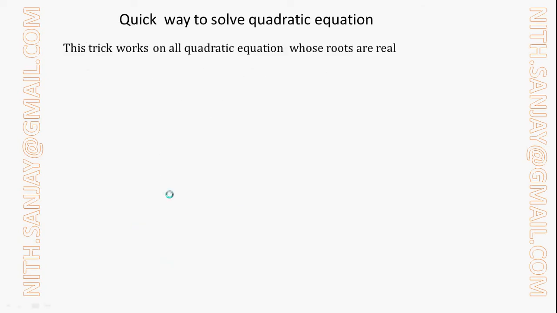So this trick works on almost all the quadratic equations. The only condition is that the roots of the quadratic equation have to be real, that is, b square minus 4ac has to be greater than or equal to 0. If your equation is satisfying this condition, then this trick will work on almost all the quadratic equations. Actually, this trick also works upon polynomials. We will discuss that later on.